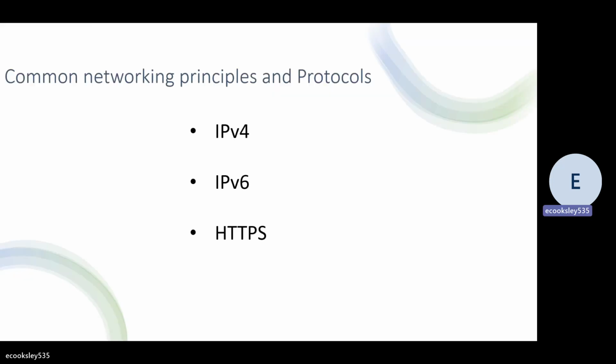Next, I'm going to be looking at common networking principles and protocols. So our first one is IPv4. This is the most widely used network protocol for communication on the internet. It's widely supported by network devices and operating systems, and it ensures backwards compatibility with legacy systems. However, the limited address space and need for NAT have led to the adoption of IPv6 addresses.